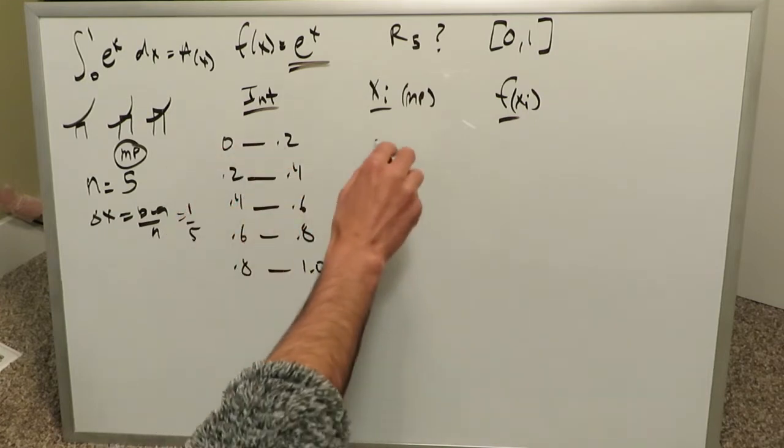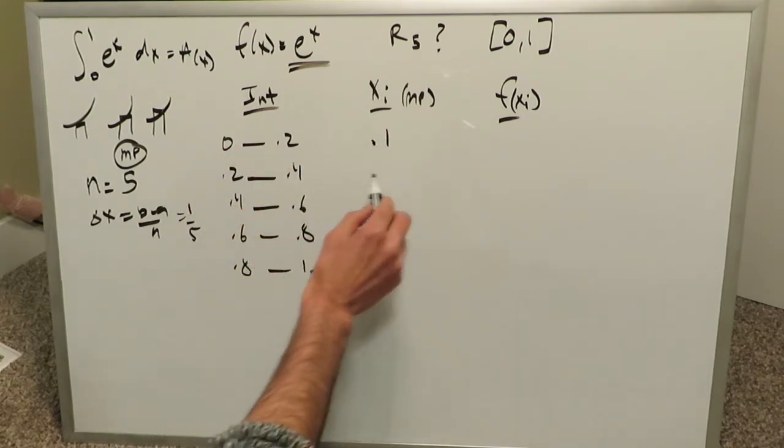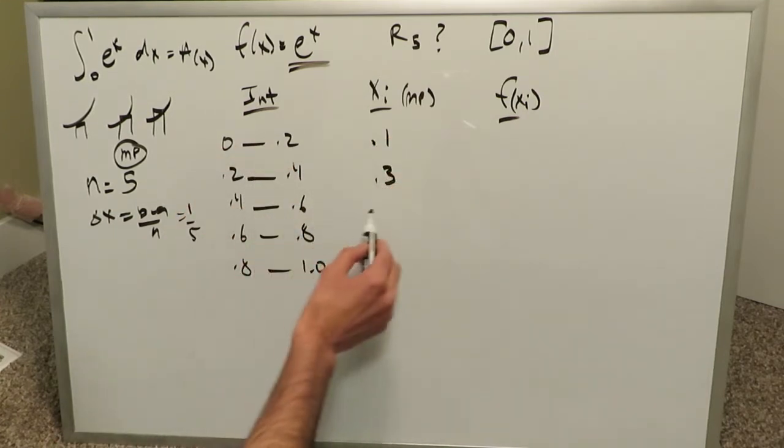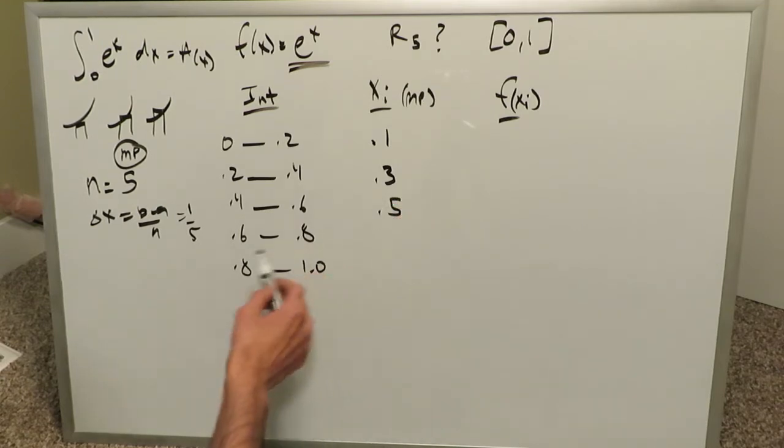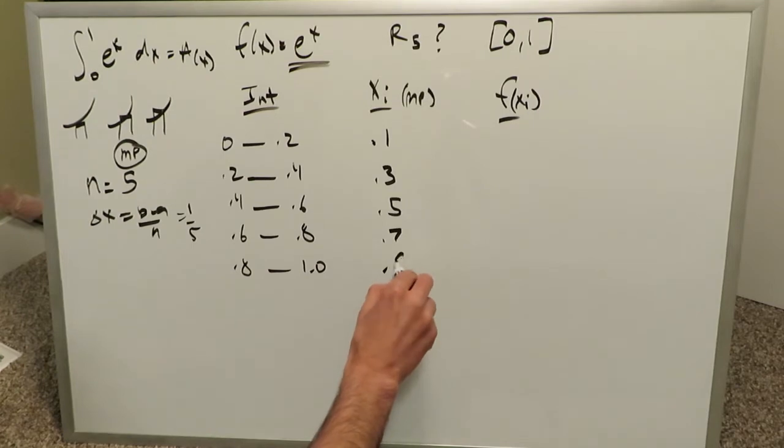The middle of 0 and 0.2 is 0.1. 0.2 to 0.4, middle is 0.3. 0.4 to 0.6, the midpoint of this segment, is 0.5. This is 0.7, and this is 0.9.